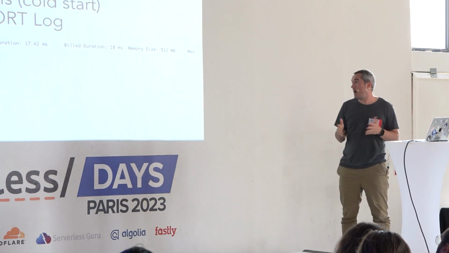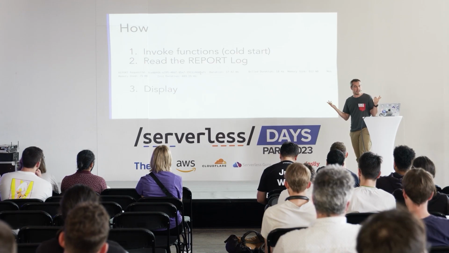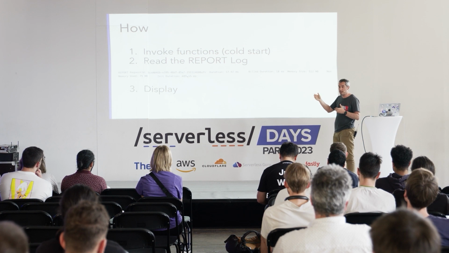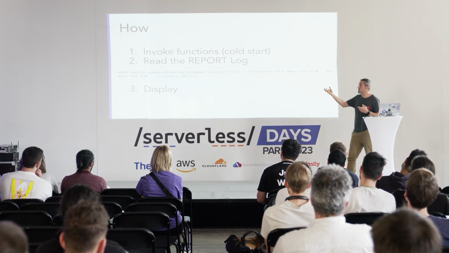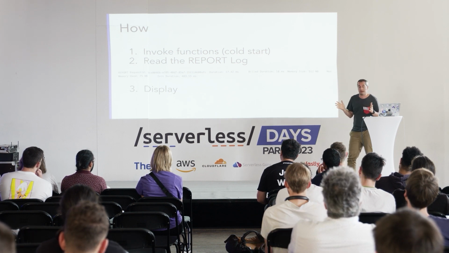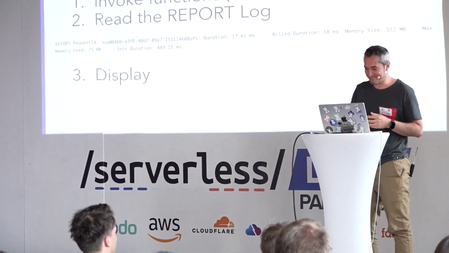So how does it work? How do we detect cold start duration? We need to invoke the function. And AWS is providing us with very useful information. At the end of each invocation, they will emit a report log line, as you can see here. In this report log line, you have the duration, the memory size, and the init duration. During a cold start, there will be this information, very useful because this is the truth. So we need to capture that and display it in the web page. So 3 steps: invoke the function, read the report log line, and display it. Very simple, but a bit more complex to build.